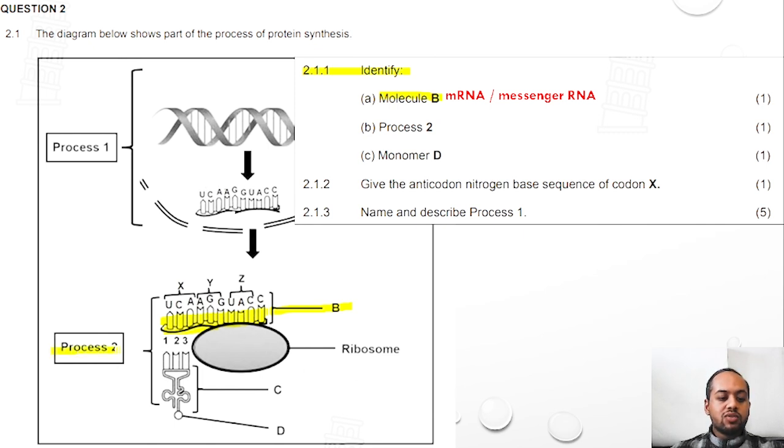Secondly, process 2. What process is this referring to? The process of translation. Monomer D: we look at monomer D, the circle that's attached to the tRNA, and it is referred to as the amino acid. 2.1.2, give the anticodon nitrogenous base sequence of codon X, for 1 mark. Codon X is UCA, therefore the anticodon is the opposite of that, AGU.